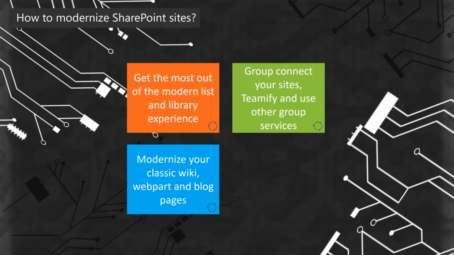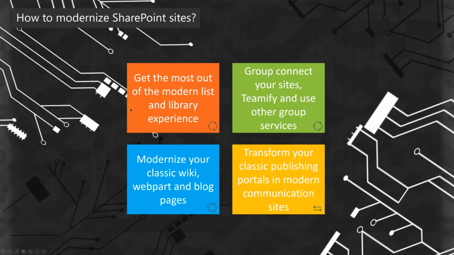Then the third block is around modernizing the pages. So your classic sites do have classic pages. Team sites typically have classic wiki pages, and maybe even web part pages if it's a really old team site, or blog pages. You can actually modernize those and transform them into modern pages. And that's something that we'll show in the demo.